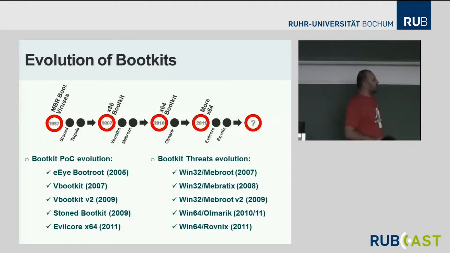But at the beginning of the summer of 2011, we found an interesting paper about Evil Core proof of concept code. This proof of concept demonstrates how you can steal one core in a multi-core processor during the boot process of the system. It's really interesting, and you can find the paper about this rootkit on Google with this keyword.